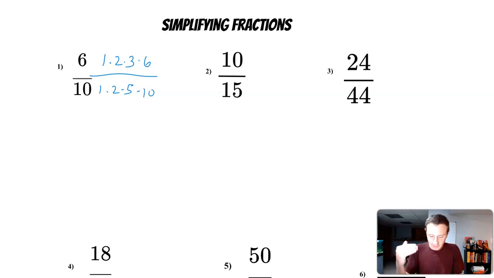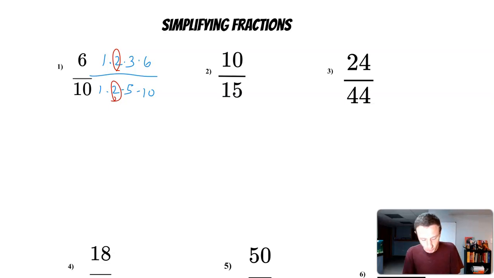So what we're trying to figure out is, what is the largest number that goes into both 6 and 10? Meaning the greatest common factor, if you want to use specific terminology, the largest multiple that goes into 6 and 10? And that would be 2. They both have 2 in common. There is no number larger than 2 that they both have in common.